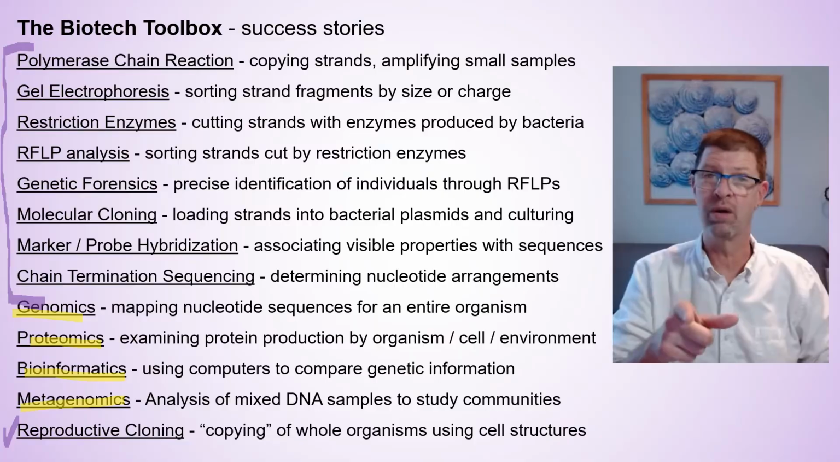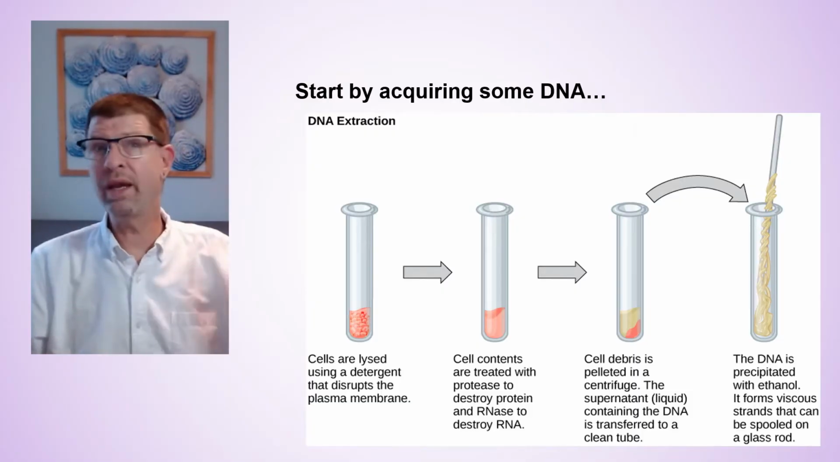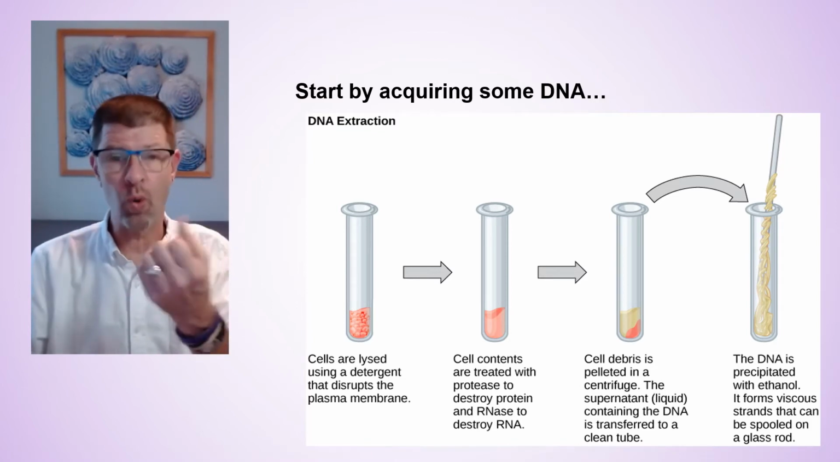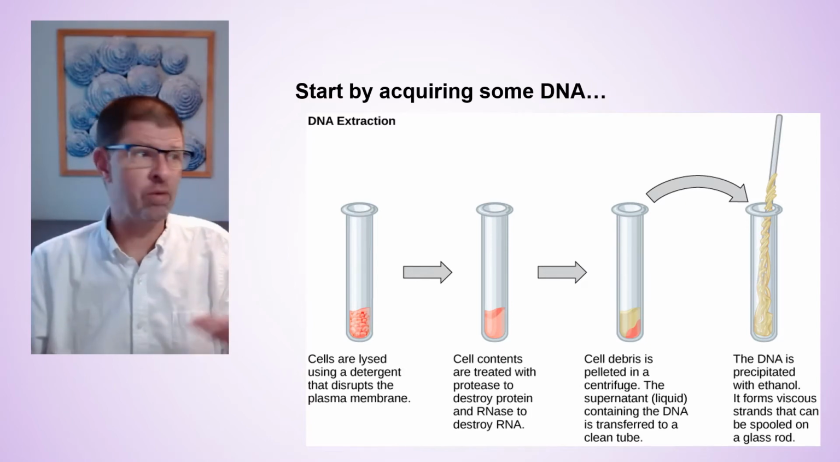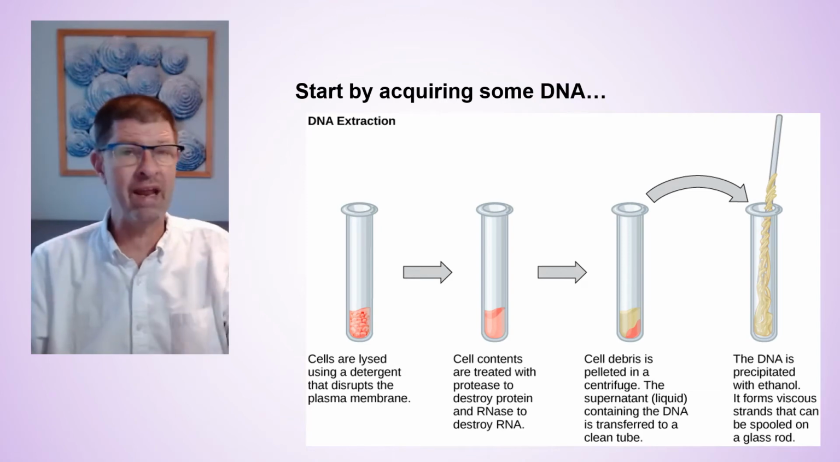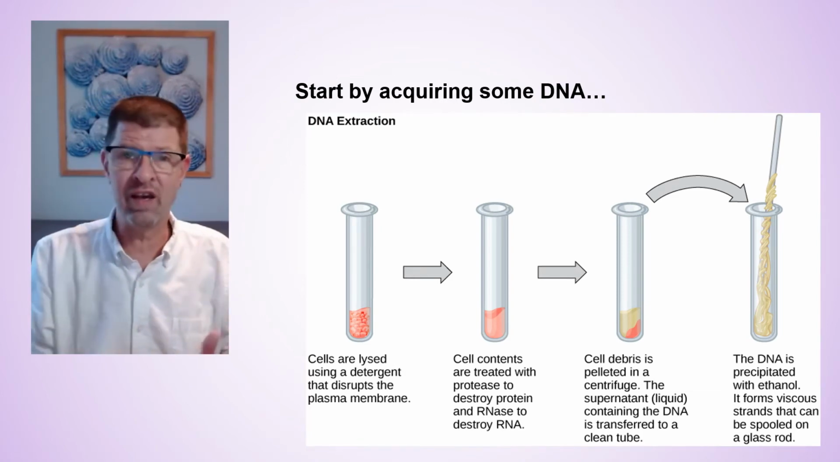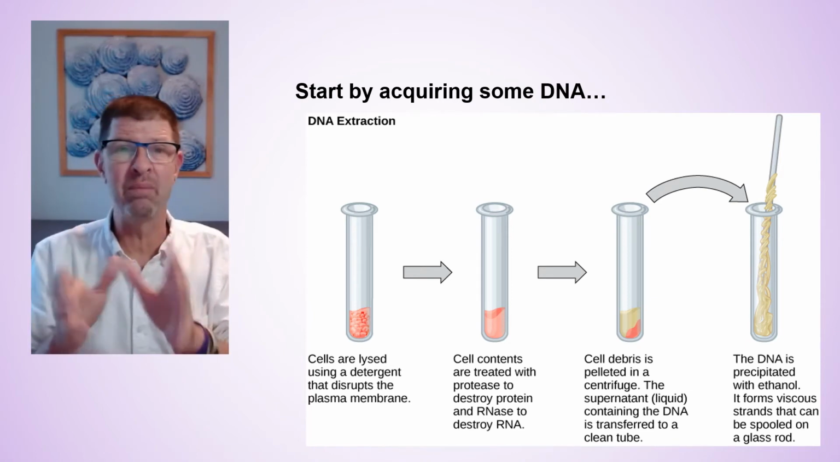So let's get going. Okay, but before we can do anything with DNA, we need to have some DNA. We need to acquire some DNA. So there's an organism somewhere. It's a person, it's a corn plant, it's a bacterium, some organism that has cells, because cells and life go together. We're going to get some cells. We need to get the DNA out of those cells so that we can manipulate it.